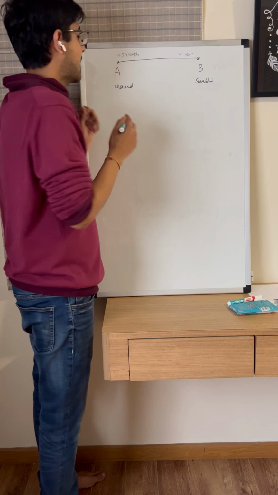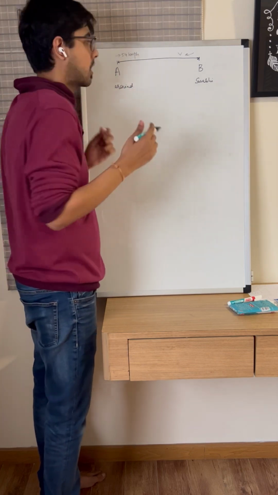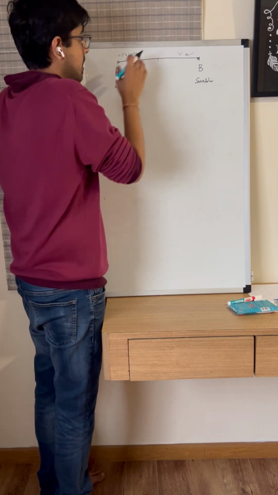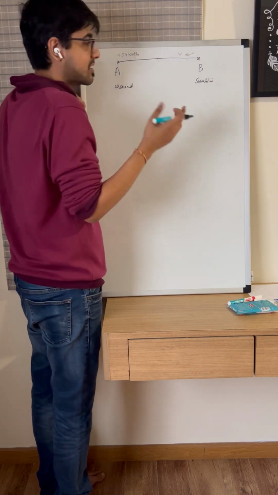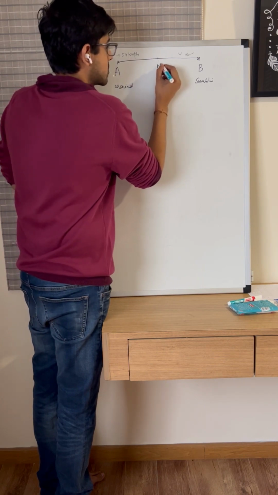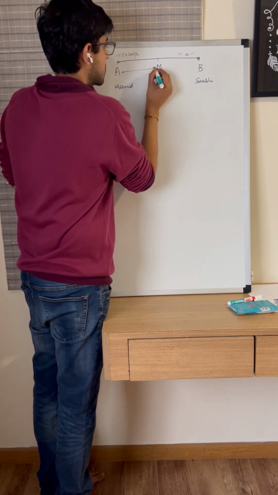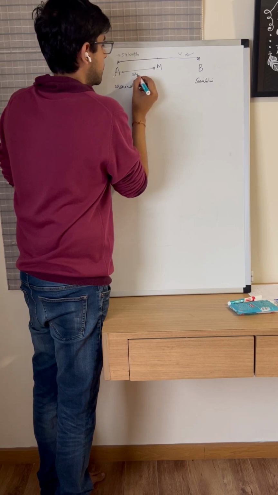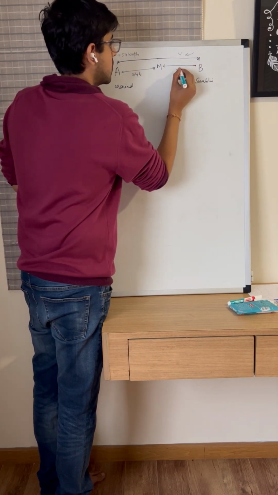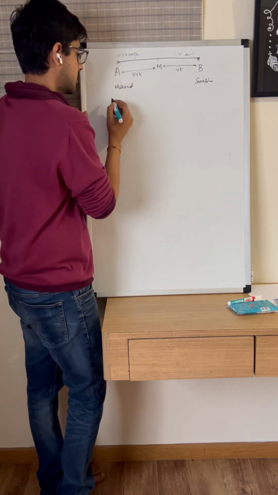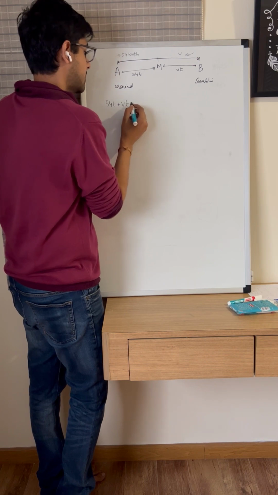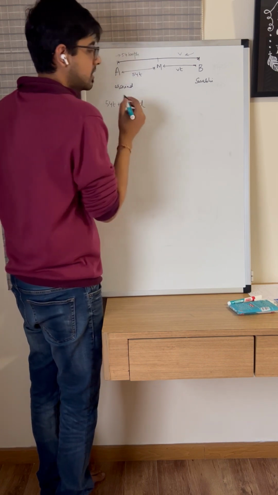Let's say the meeting happened after time T hours. Somewhere here, again, I don't know where it is because V is unknown and T is unknown and the total distance is unknown. Let's say the meeting point was M. This distance would be 54T and this distance would be VT. So the first equation we have is 54T plus VT is the total distance D, which we need to find out.